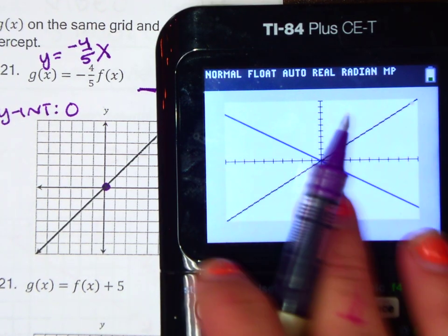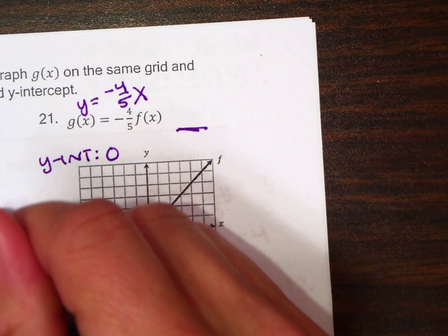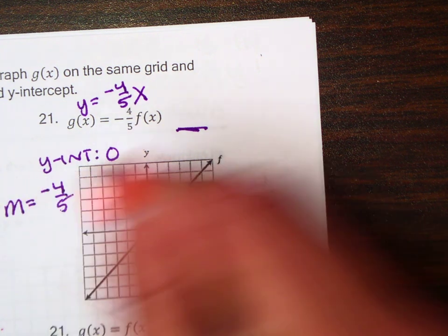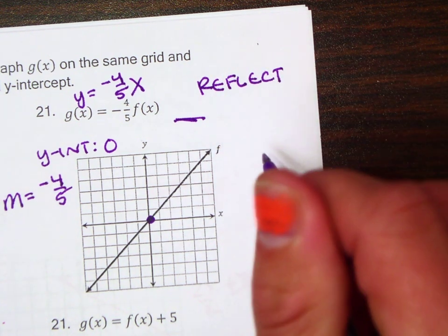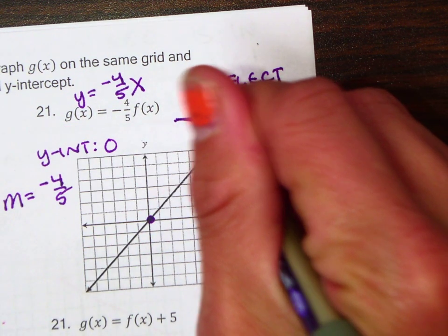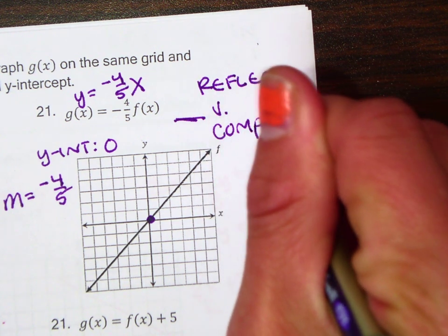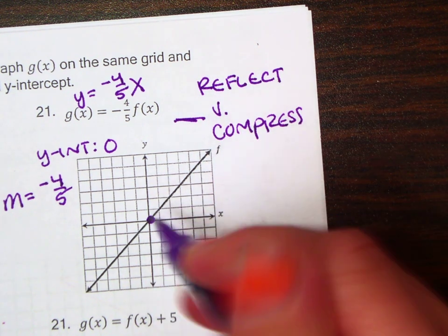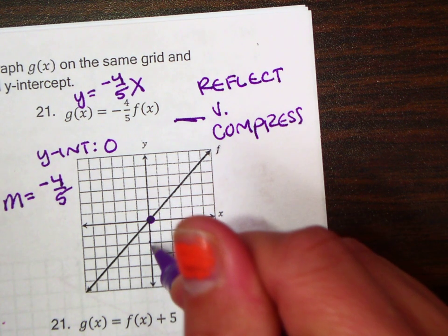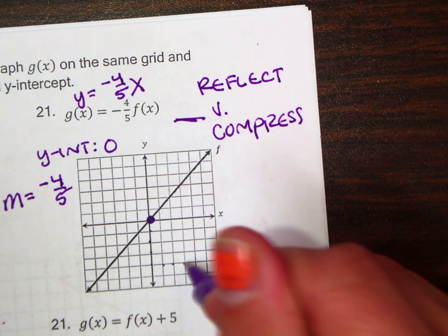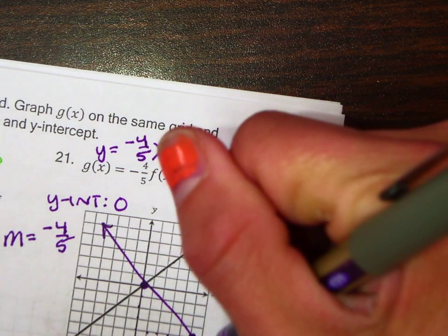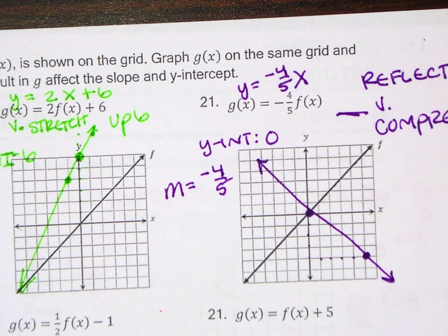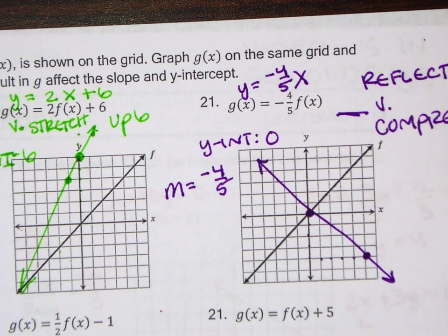But my new graph here is getting reflected, and it's getting reflected because of the negative. So if your graph flips around, one of your translations is reflecting. And then 4 over 5, because that's less than 1, that's going to vertically compress. So I am going to go down 4, 1, 2, 3, 4, and right 5, 1, 2, 3, 4, 5. The down is going to take care of the reflection. All right, so that's how you're going to do those, guys. So pause the video, do your 19, 20, and 21.